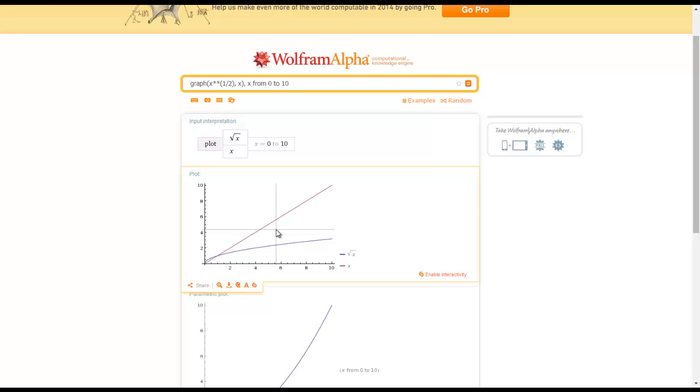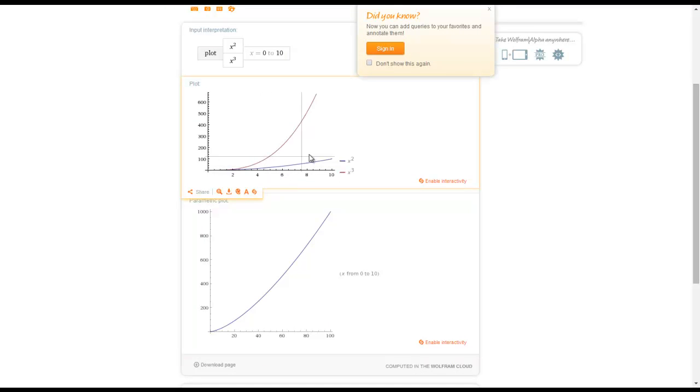And lower bound is just the opposite of upper bound. So radical x is a lower bound of x. X squared is a lower bound of x cubed because it's on the bottom.